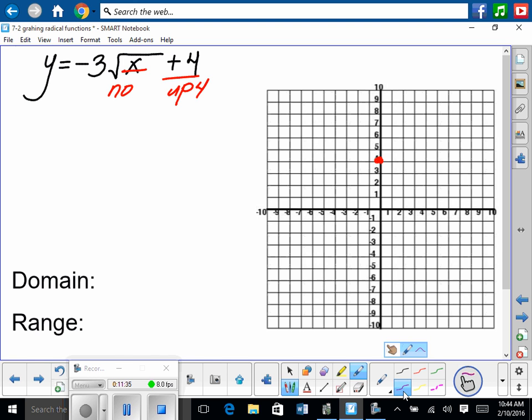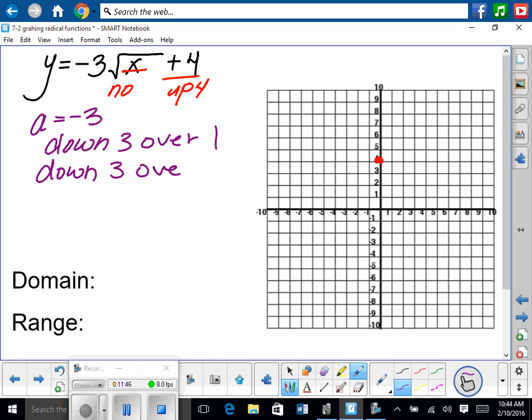Then you guys go up or down your A value. My A value is negative 3. So we'll be going down 3 over 1, down 3 over 3, down 3 over 5. We always go to the right, no matter what with these. So we're going down 3, down 1, 2, 3, over 1, down 1, 2, 3, over 1, 2, 3, down 1, 2, 3, over 1, 2, 3, 4, and 5.